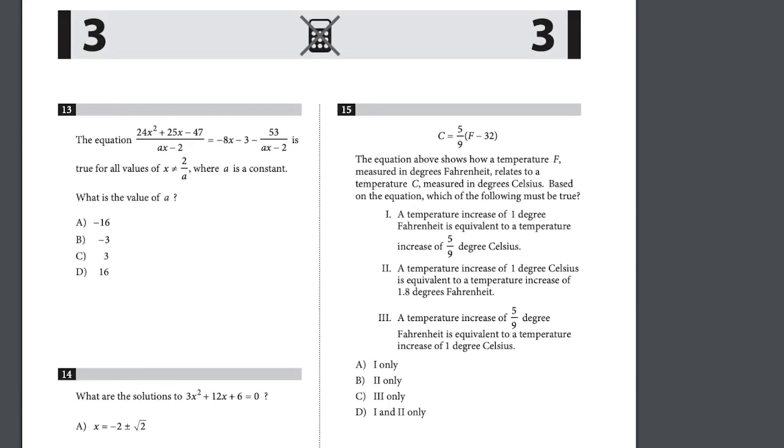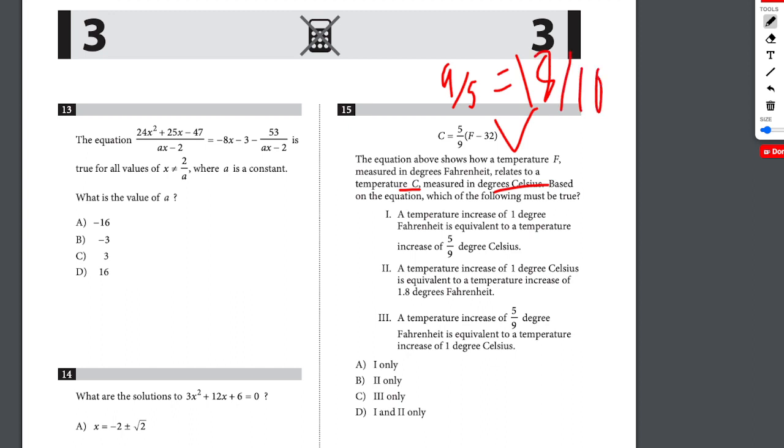Okay, 15. We have this Celsius Fahrenheit sort of question. They're saying the equation above shows how temperature F measured in degrees Fahrenheit relates to temperature C measured in degrees Celsius. Which of the following must be true? A temperature increase of 1 degree Fahrenheit is equivalent to a temperature increase of 5/9 degree Celsius. That is absolutely true. Our slope is 5 by 9. A temperature increase of 1 degree Celsius, not Fahrenheit, so we're flipping it, is 9 by 5, which is equal to a change in temperature of 1.8. Yep, because that's 18 over 10, and if you move the decimal point, you get 1.8. So yes, this is also true.